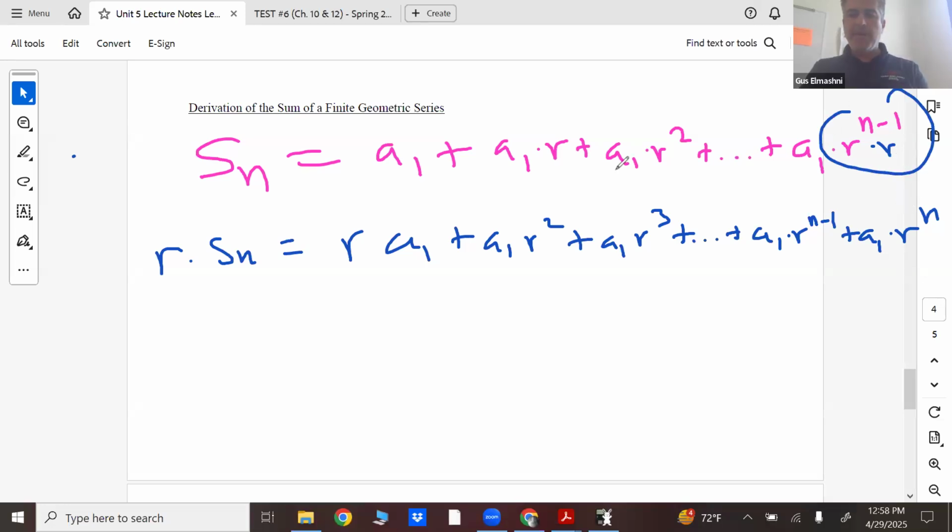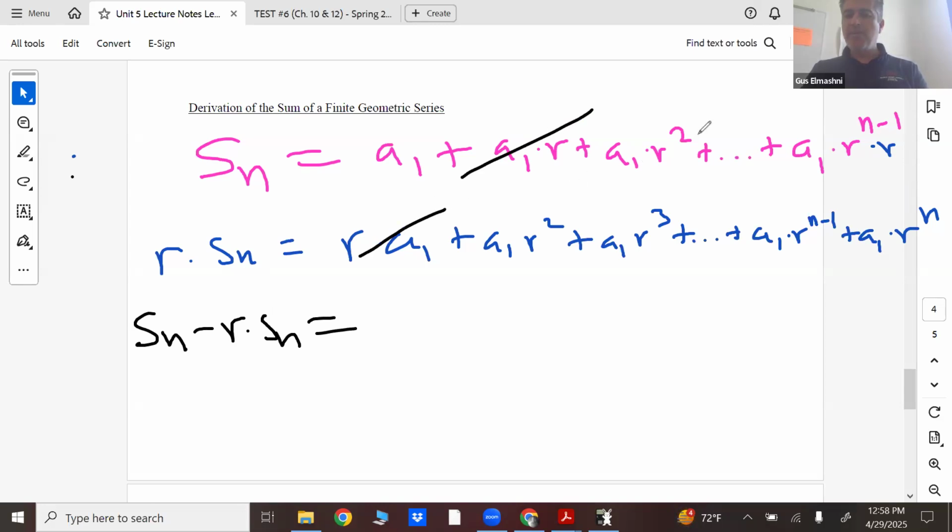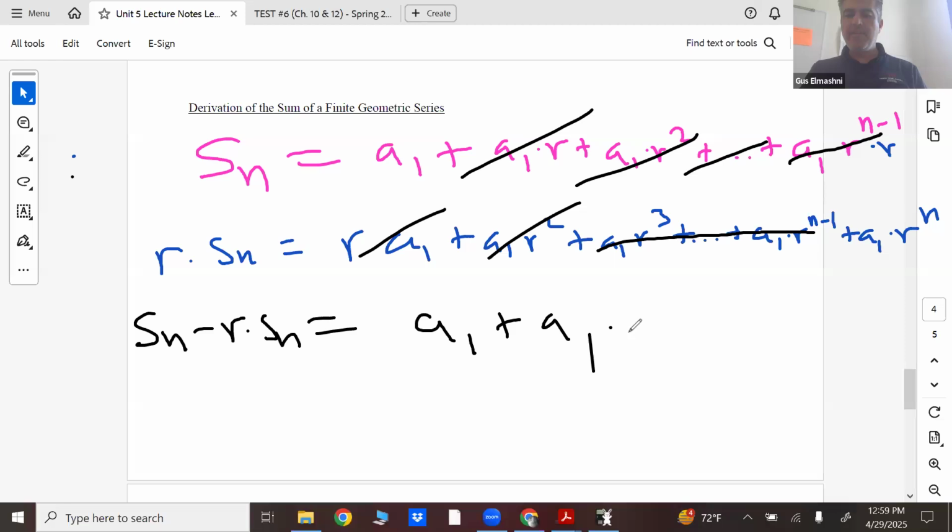Now, this is the part where it gets really fun. Here's what's going to happen. Just watch. What if I subtract these two equations from each other? Wouldn't those go away? Wouldn't all of these just go away? What are you stuck with? Plus A1 R to the n. Yeah. What can I factor out here? What can I factor on the right side?